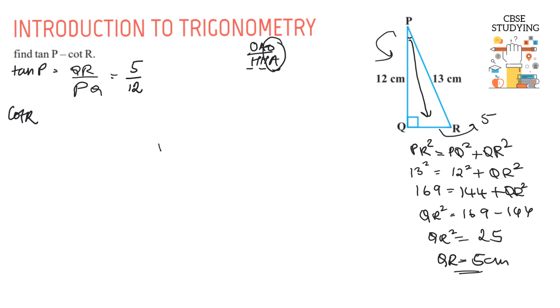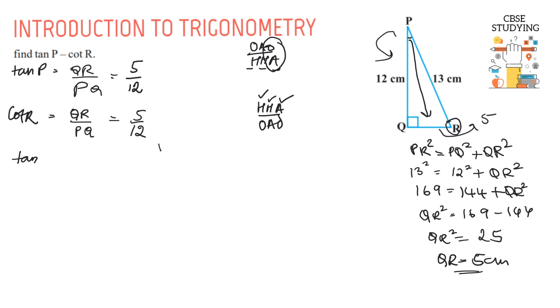Now we have to find cot R. Now for sine, cos, and tan, we use OAO by HHA. But for the remaining three, what do you do? You do the inverse of it, right? You do HHA by OAO. Where this becomes cosec, this becomes sec, and this becomes cot. So cot is adjacent by opposite. For angle R, which side is adjacent to it? QR. And which side is opposite to R? PQ. Correct? So that becomes QR by PQ, which is also 5 by 12.